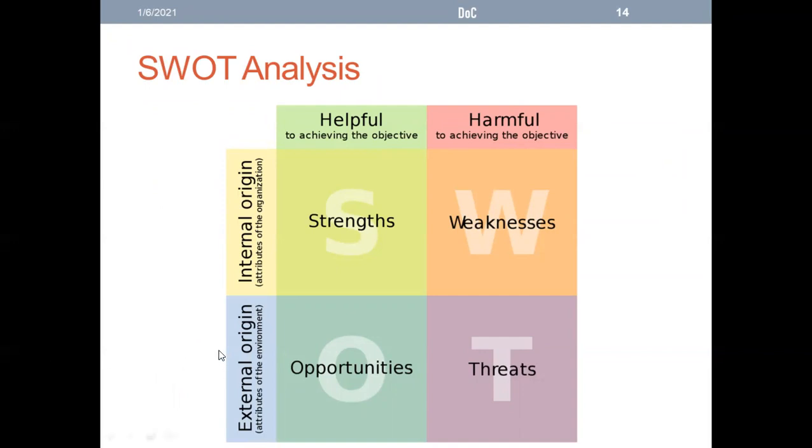And the other way is to find out what is helpful and what is harmful to achieve the objectives of a particular organization, right? As I explained before, strengths and weaknesses are internal to any company. That means they are things that you have some control over and can change, right? These strengths and weaknesses are controllable and can be changed.